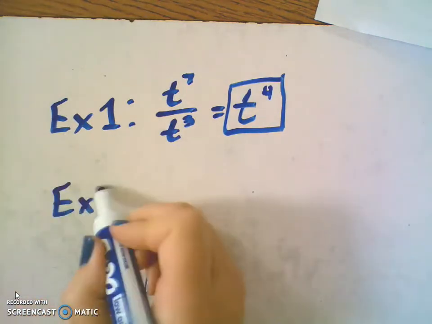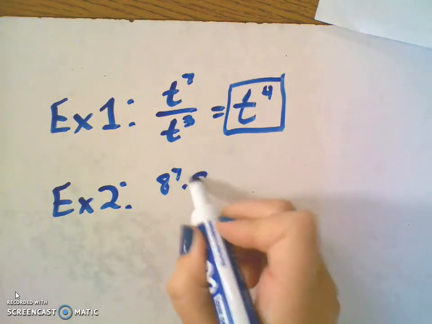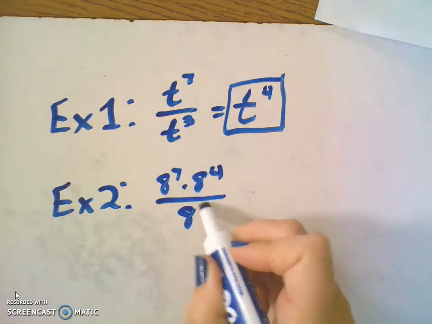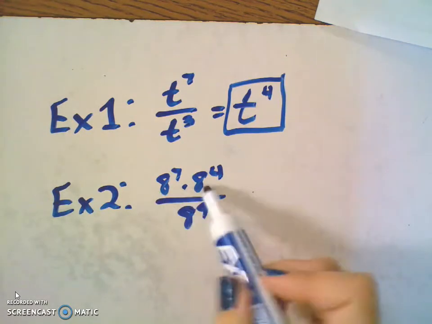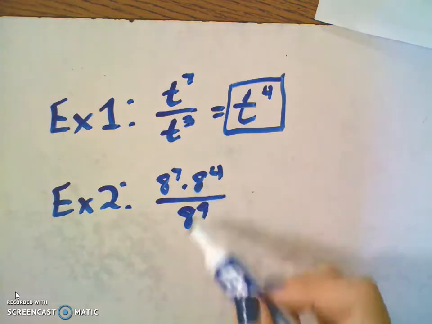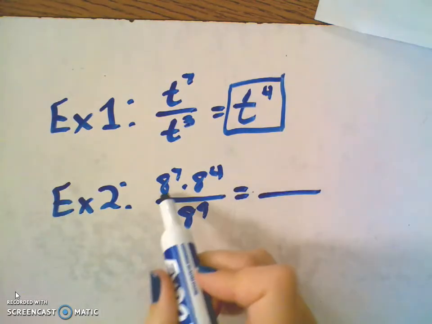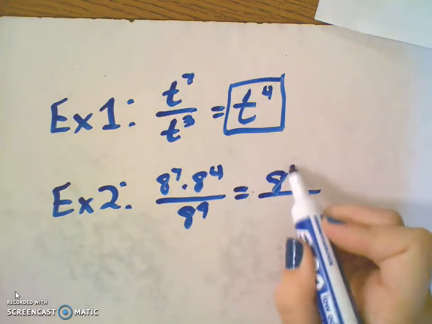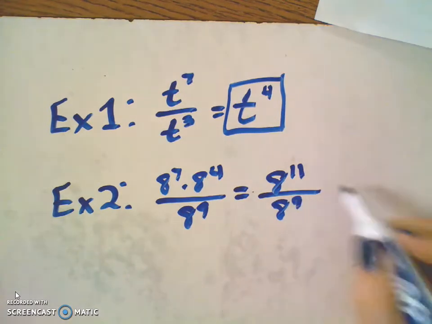Okay, example 2. Sometimes we're going to be putting some other things in there besides just division. So we're going to use more than one property at a time. So right here we're going to use the product property, meaning multiplication, and then the quotient property, meaning division. So I'm going to simplify the top first. So if I have 8 to the 7th times 8 to the 4th, that's 8 to the 11th power. And then that's over 8 to the 9th power.